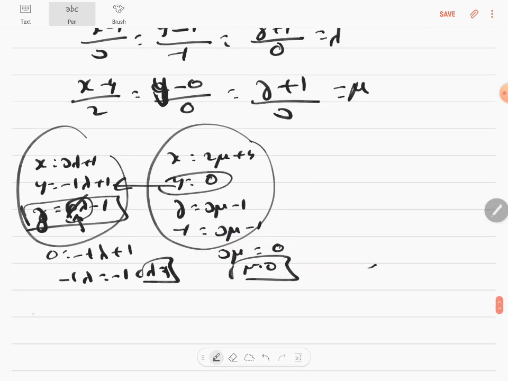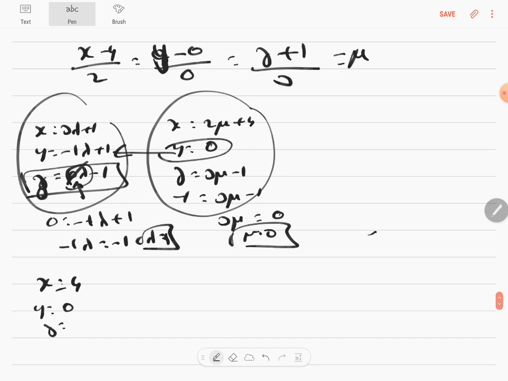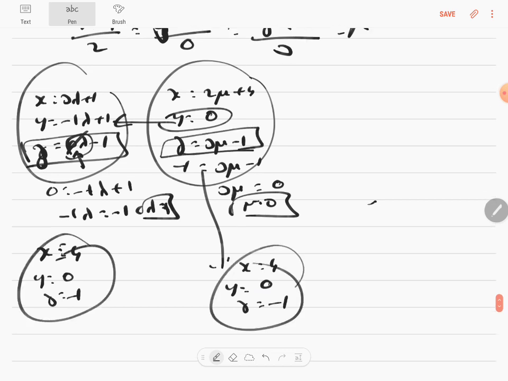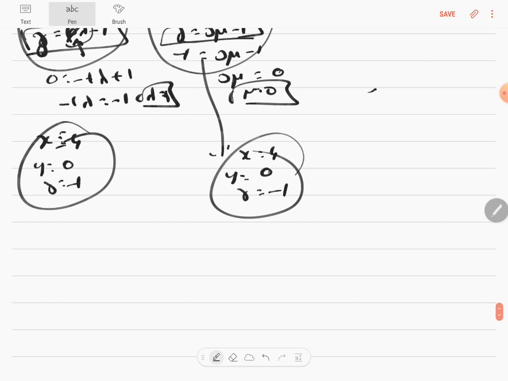Lambda is 1. So x is equal to 3 plus 1 is 4. Y is equal to 0. Z is already minus 1. It's independent, 0 lambda. So find what is x from here. X is equal to 4, mu 0. Y is already 0. Z is equal to 3 mu minus 1. When mu is 0, it's minus 1. You get the same point of intersection. It shows that the lines are intersecting. So that's about the intersecting lines. Okay.